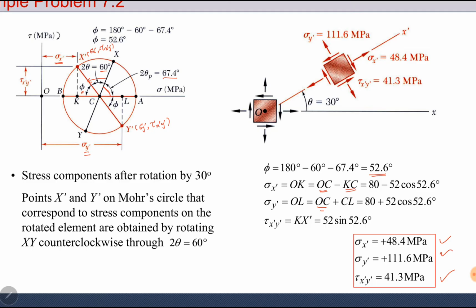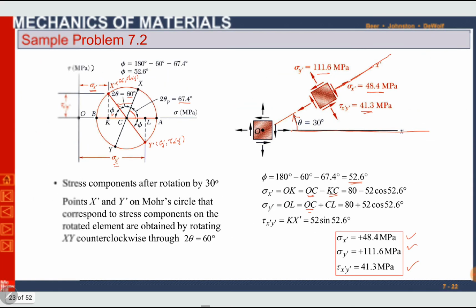We have to plot this element. So simply with the x-axis, the horizontal axis, counterclockwise 30 degrees, there is another axis OX dash. You have plotted an element here at 30 degrees with the x-axis. On this axis you have sigma x dash, which is 48.4 megapascal. Perpendicular to it is sigma y dash, which is 1.6 megapascal, and tau x dash y dash is 41.3 megapascals. Okay, we will move further.